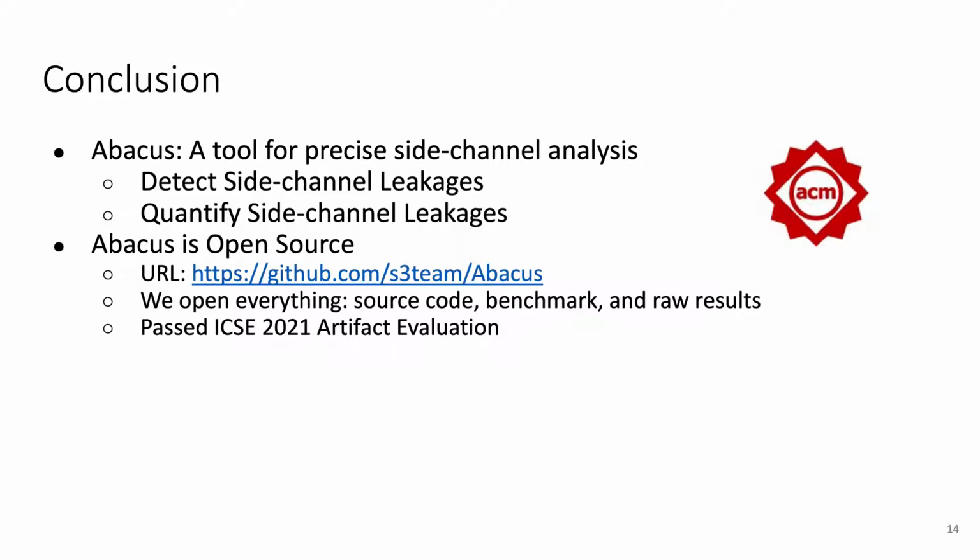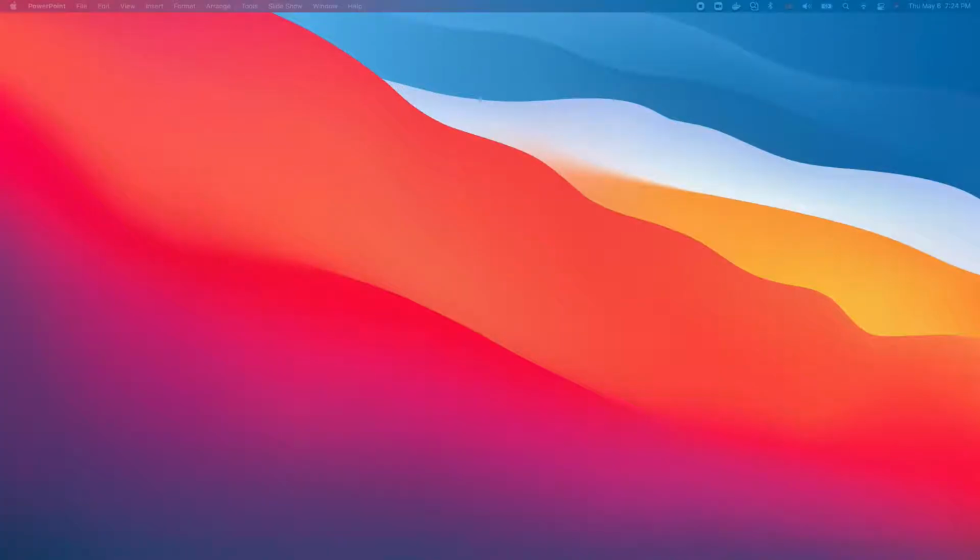In conclusion, Abacus is a tool for precise side-channel analysis. It has two components, detection and quantification. The prototype is open source. In addition, we open everything, including source code, the benchmark, and raw results. The two-part artifact evaluation, and we received a reduced budget.